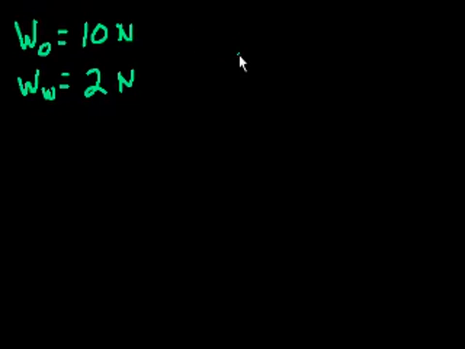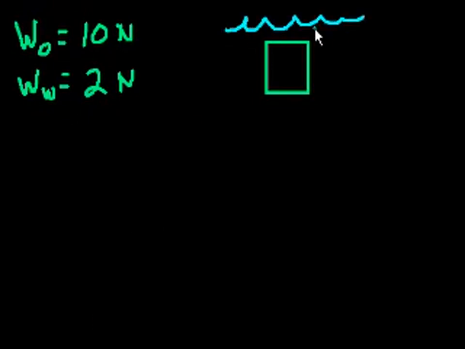So a way to think about it is once you put the object in the water, so let's say it could be a cube. It doesn't have to be a cube, it could be anything. And it's in the water. So let me draw the water. This is the water up here. We know that there's a downward weight, right? That is 10 newtons. But we know that once it's in the water, the net weight is 2 newtons.